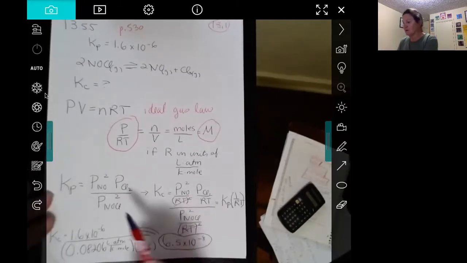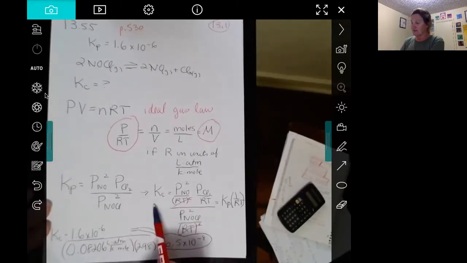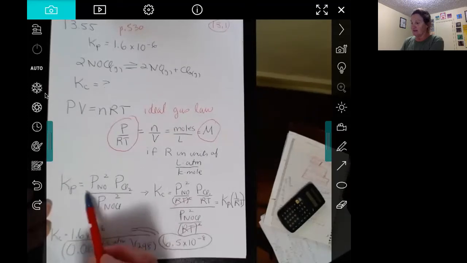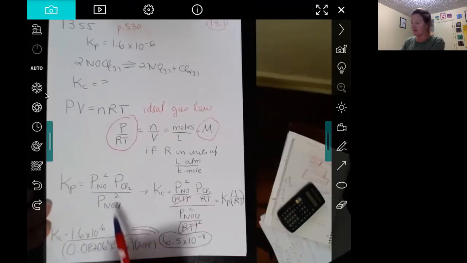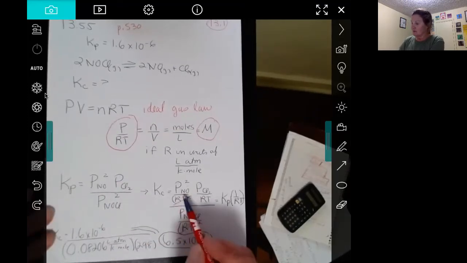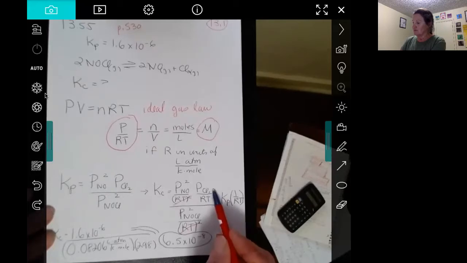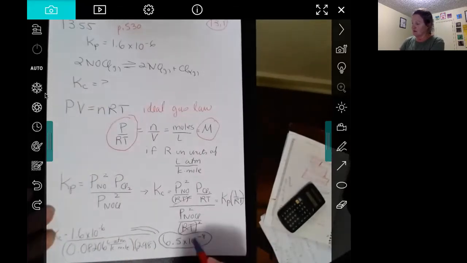So knowing that, I can look at the KP, and if I want to take it to a KC, I have to take each of these pressures and divide it by RT. So the pressure of NO squared has to be divided by RT squared, because the pressure is squared. The pressure of Cl2 divided by RT. The pressure of the reactant squared divided by RT squared. And what you end up with, 2 RTs on the top and 2 on the bottom cancel, and you end up with Kc equals Kp times 1 over RT.